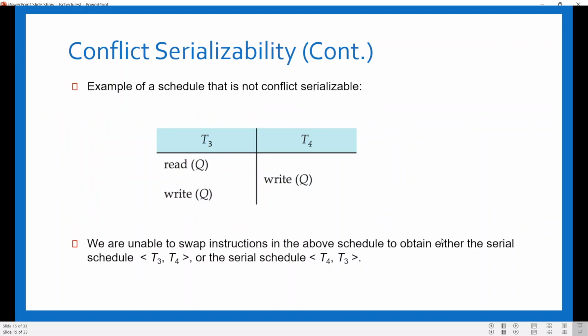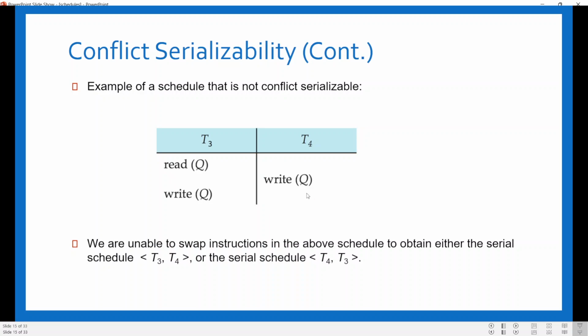Now here is another one which we can't convert into a serial schedule. Suppose we have transactions T3 and T4. In T3 we have the operation read Q, but there are interleaving operations. In T3 first is read Q, and in T4 we are writing Q. What does it mean? We are reading Q here and there are write operations of Q.